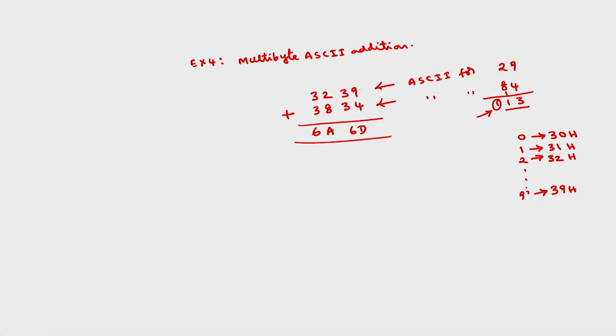So, what is the procedure? Again, assume the first ASCII number is in 2 consecutive memory locations with some offset, the second ASCII number is in 2 more consecutive locations, and you store back the result in the second number. You just replace the second number with the result, similar to the previous program. Let us assume the same locations.